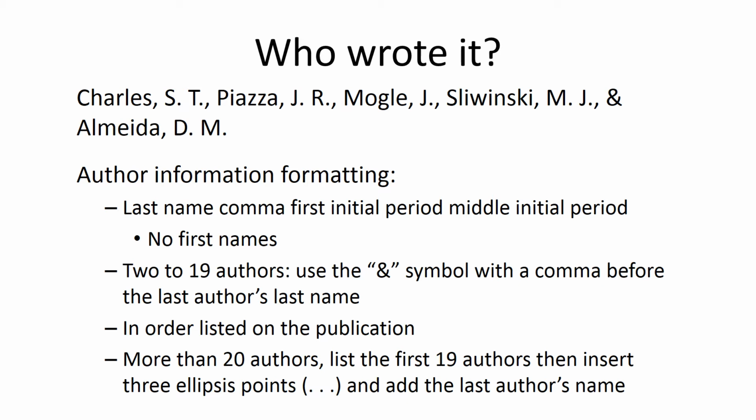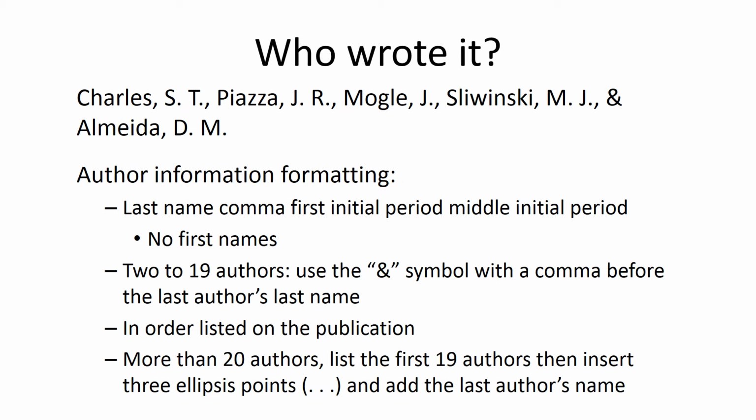Secondly, if there is more than 1 and less than 20 authors, we separate each name by a comma and use an ampersand symbol before the last author's last name. We don't write out the word "and," and the names stay in the order they're listed in the publication.